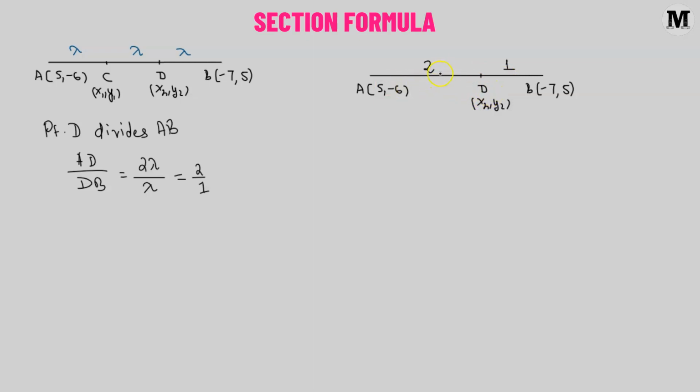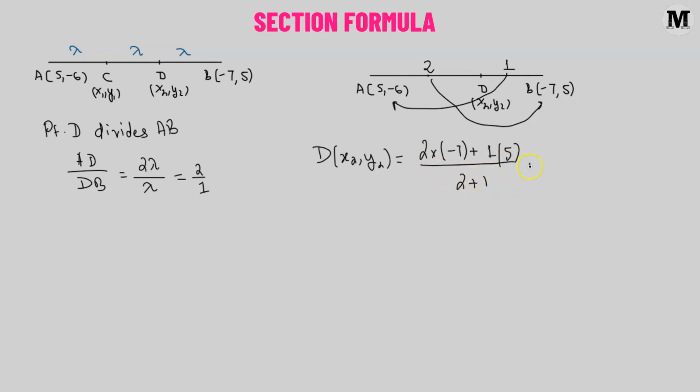To find the coordinates of D, we use the section formula. We'll multiply 2 with B and 1 with A. So the coordinates of point D, which is (x2, y2): we start with the x coordinate. We take 2 and multiply it with the x coordinate of B, that's -7, added to 1 times the x coordinate of A, that's 5, divided by the sum of the ratios, 2 plus 1. For the y coordinate, we start with 2 multiplied by the y coordinate of B, that's 5, added to 1 times the y coordinate of A, that's -6, divided by the sum of the ratios, 2 plus 1.